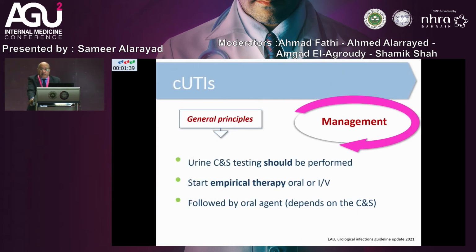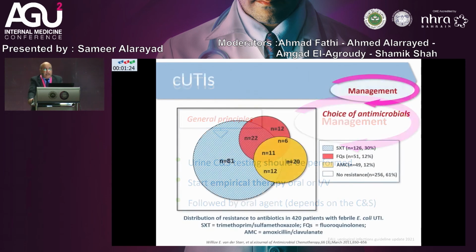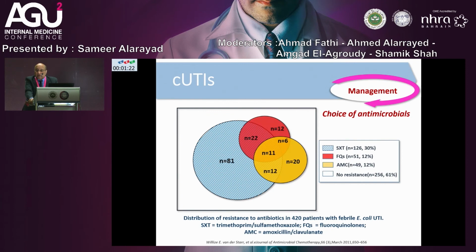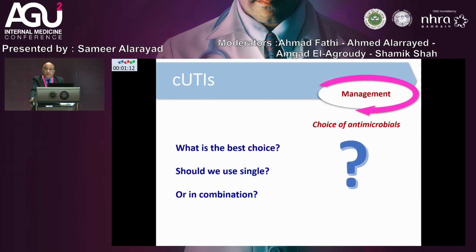The empirical therapy, after taking the culture, should be based on your experience, local experience, and because a lot of microorganisms are resistant to antibiotics, our choice should be careful. Still 40% of the common microorganisms are resistant to our commonly used antibiotics. So, what is the best choice for empirical therapy? Should we use a single antibiotic or more than one?